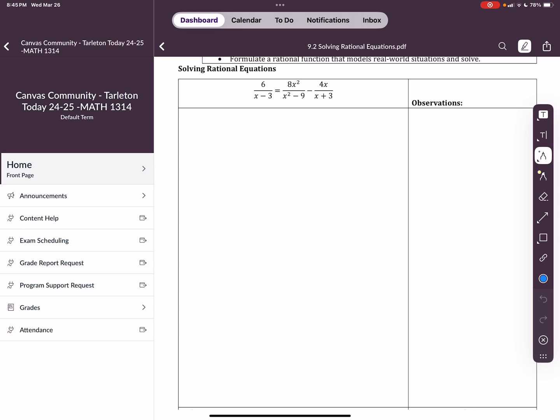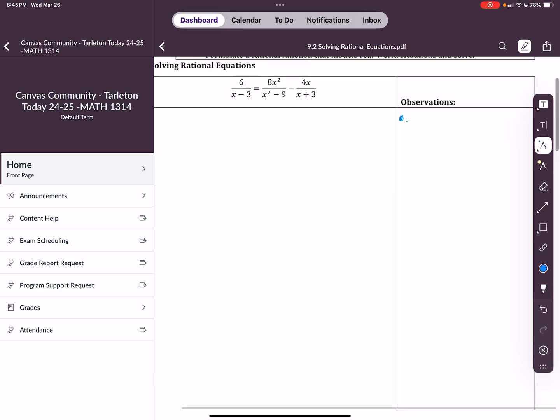Okay. So, on this first example here, just some observations. We're going to fill that part out first. Some observations that we notice. So one thing I do see is that each denominator has either an x, a 3, or a 9 in the denominator. Okay. And why is that important? Because that could make a common denominator.